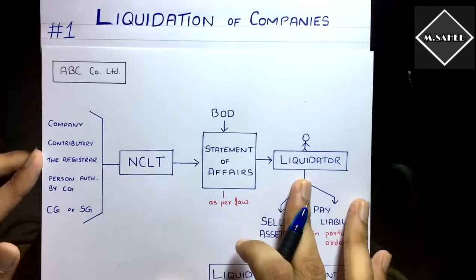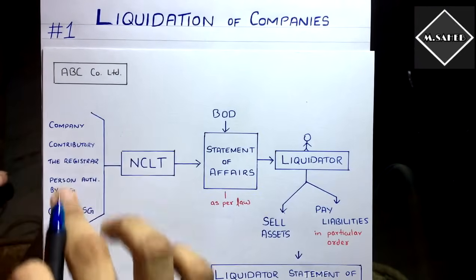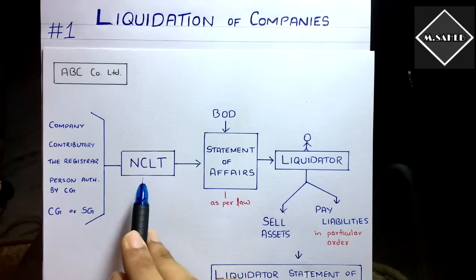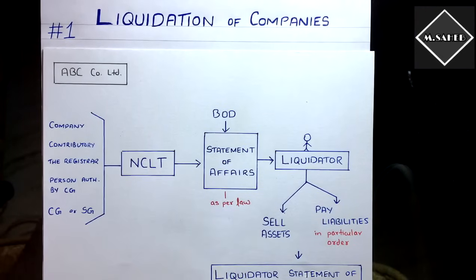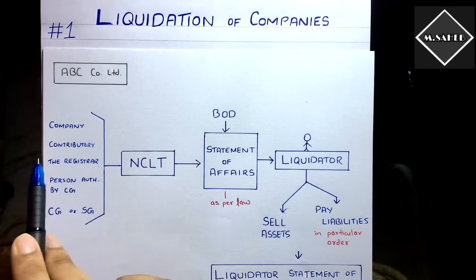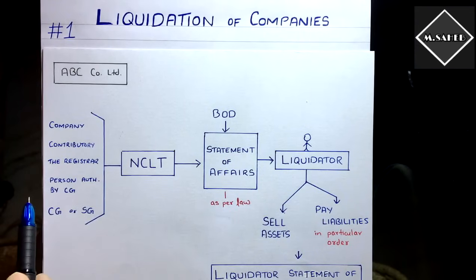If these situations arise, then there will be compulsory winding up. That is, these 5 authorities may file the petition to the National Company Law Tribunal, right? The company can do that, the contributory, the registrar of companies, any person authorized by the central government, or the central government or state government itself can also file the petition, right?